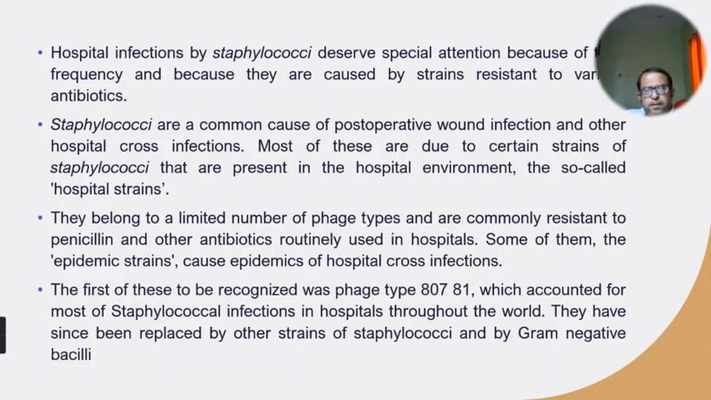These hospital strains can be typed. Phage typing is carried out, and they are most commonly resistant to penicillin and other antibiotics routinely used in hospitals. Some of them are epidemic strains causing epidemics of hospital cross infections.